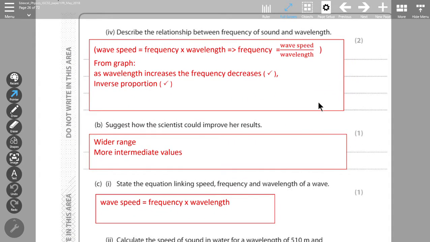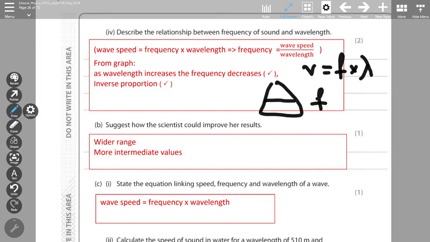Next, describe the relation between frequency of sound and wavelength. So for all waves, we have wave speed equals frequency times wavelength. And again, we can use the triangle. So if we need frequency, we draw the triangle. V is at the top, frequency times wavelength. So we cover frequency, and we see that frequency equals V over lambda.